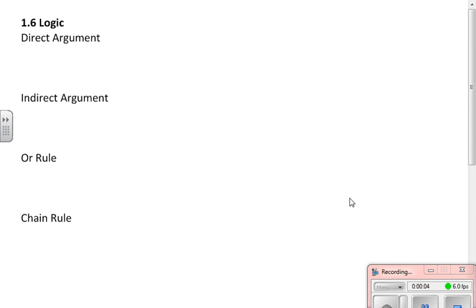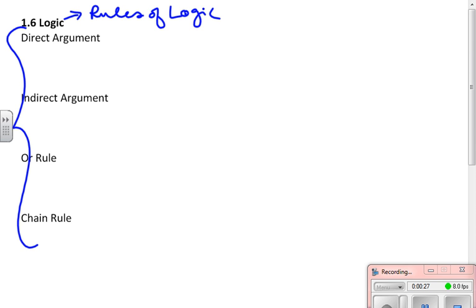Lesson 1.6 is going to talk about the rules of logic. Just like in a game, if you don't follow the rules, you're cheating. If you don't use valid, legal rules of logic, you won't be able to get the right results or the same results. So all of these that are going to happen here are called rules of logic, and we are going to go through 4 of them.